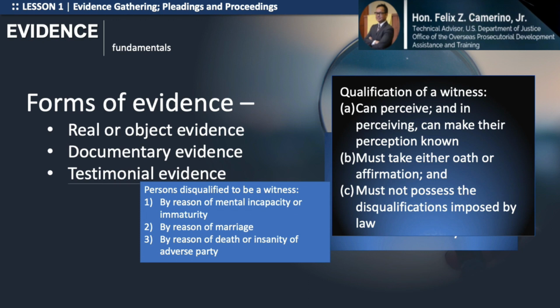So, persons disqualified to be a witness by reason of mental incapacity or immaturity, by reason of marriage. There's such a thing called marital privilege, which says that you cannot testify against your spouse. Such testimony would be inadmissible. And then by reason of death or insanity of the adverse party, naturally. If he dies, then there would be no need, really, if you think about it.